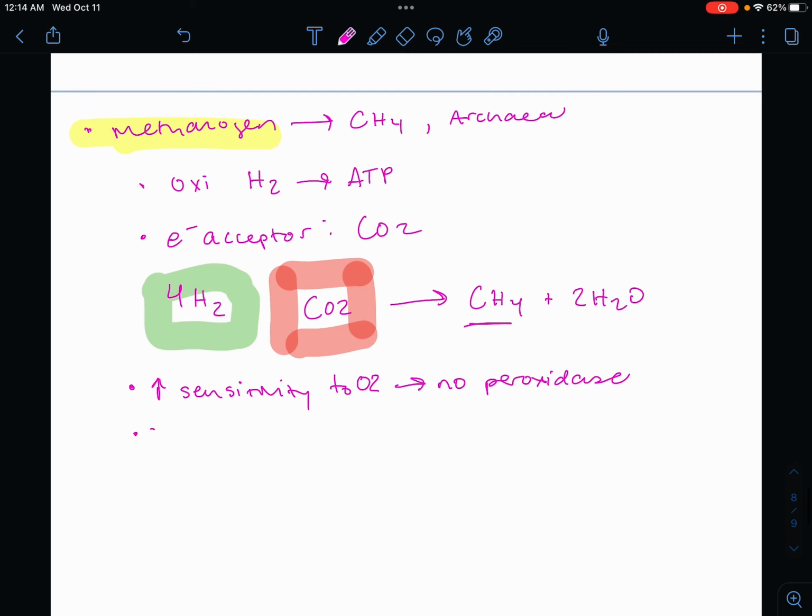They're found in sewage, swamps, digestive tracts even. Cows will produce about 10 cubic feet per day of methane, so cow intestines. This is, again, another habitat, and when they're in the cow intestine, they could produce about 10 cubic feet per day of methane.